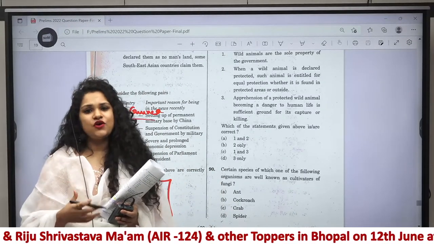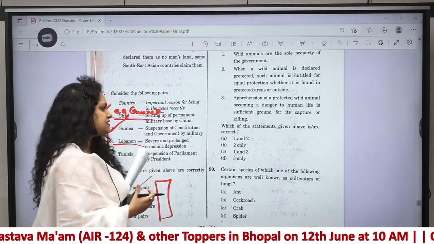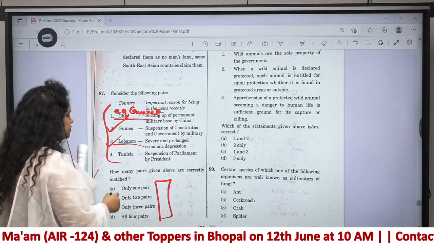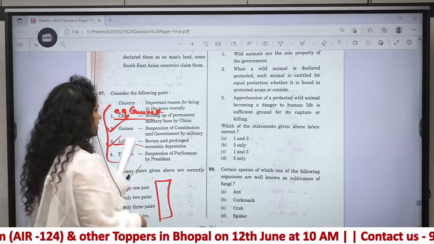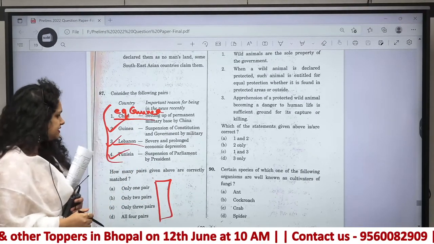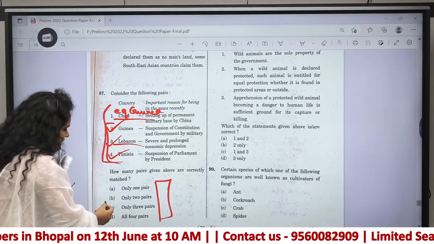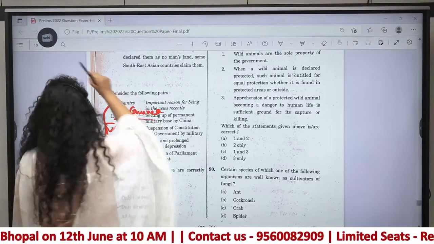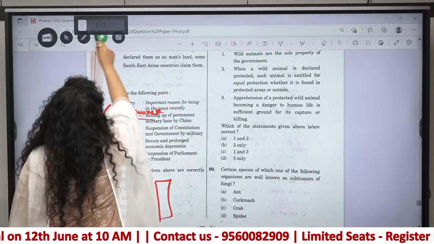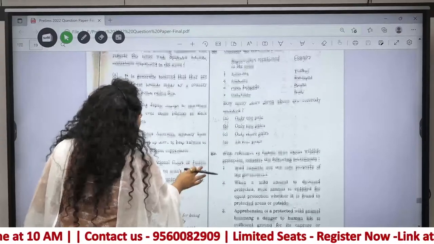And as a result of this war, it further exacerbated the crisis for Lebanon, which was already doing very poorly on its economic indicators. Tunisia, suspension of parliament by the president. This is also correct. So the answer is these three are correct. So we can say that only three pairs are correct. Let's see what else we have.